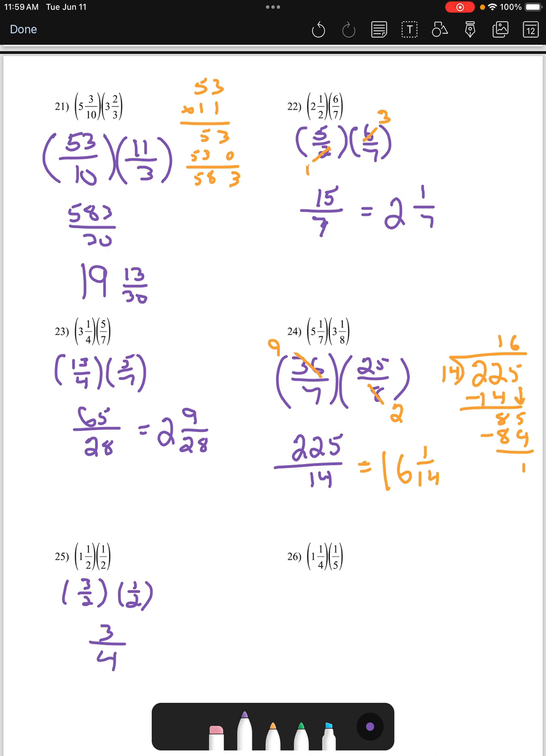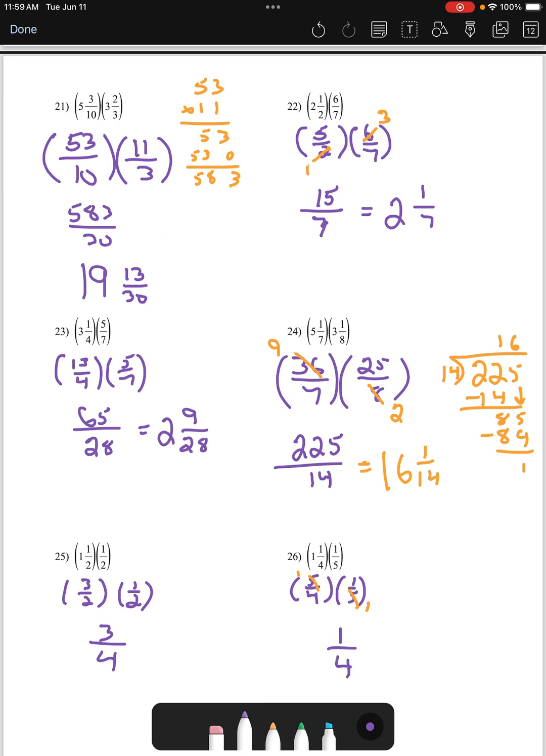Number 25, 1 and 1/2 is 3 halves. So we have 3 halves times 1/2. No simplifying. 3 times 1 is 3. 2 times 2 is 4. Done. Number 26, 1 and 1/4 is 5/4. 4 times 1 is 4, plus 1 is 5.